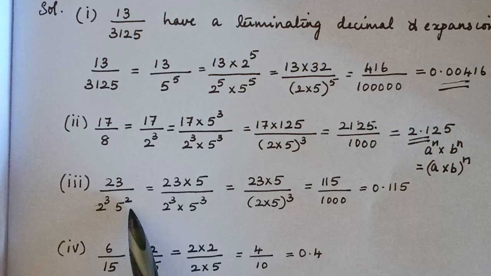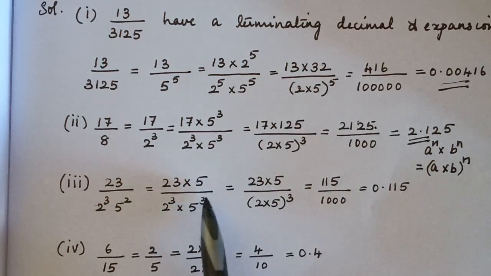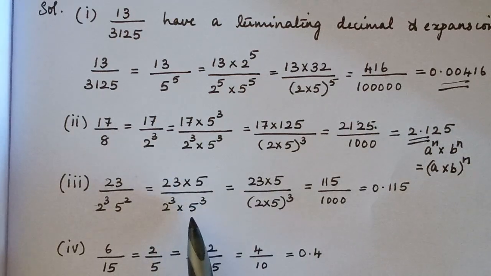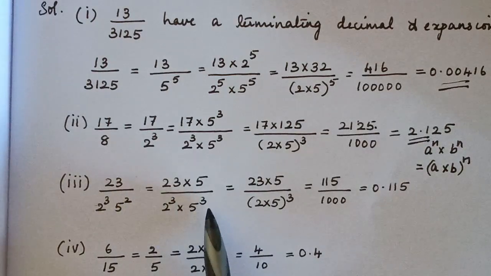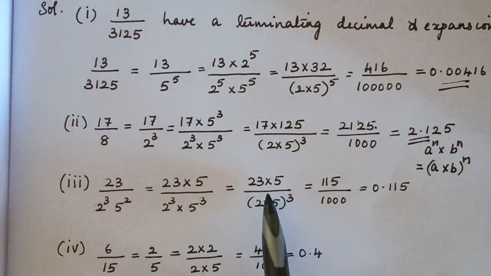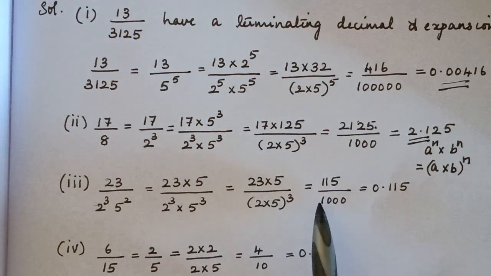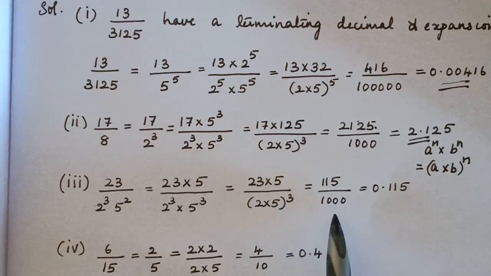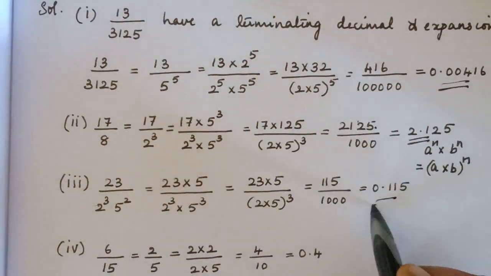So we are multiplying numerator and denominator by 5. When you multiply numerator and denominator by 5, you will get 23 into 5 by 2 cube into 5 cube. Because one more 5 we are multiplying, it becomes 5 cube. This we can write as 23 into 5 by 2 into 5 the whole cube, which is equal to 115 divided by 1000, which is 0.115. So that's the answer.